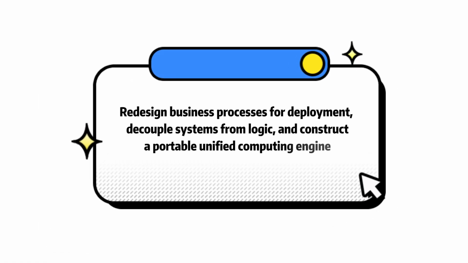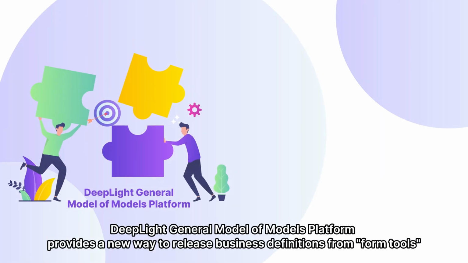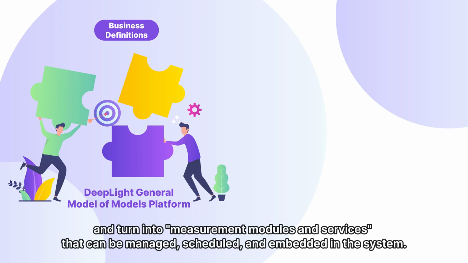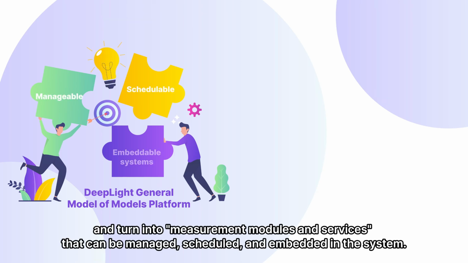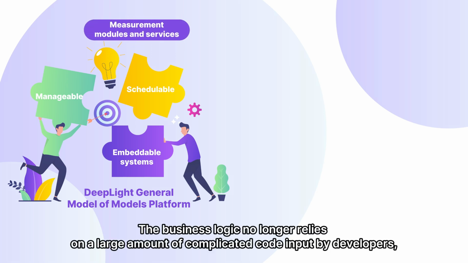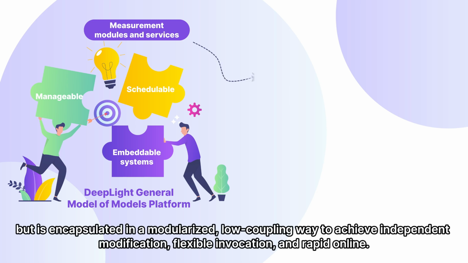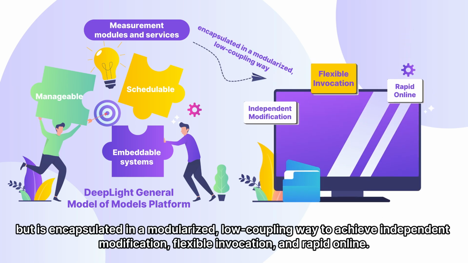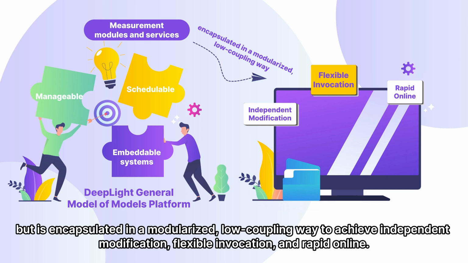Redesign business processes for deployment, decouple systems from logic, and construct a portable unified computing engine. The DeepLight General Model of Models platform provides a new way to release business definitions from form tools and turn them into measurement modules and services that can be managed, scheduled, and embedded in the system. The business logic no longer relies on a large amount of complicated code input by developers, but is encapsulated in a modularized, low-coupling way to achieve independent modification, flexible invocation, and rapid online deployment.